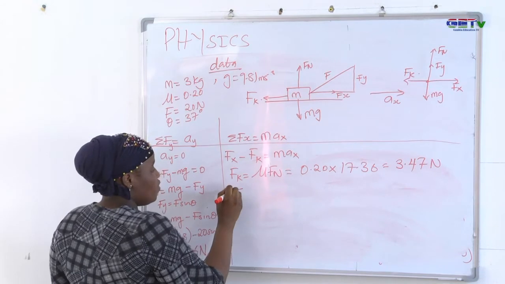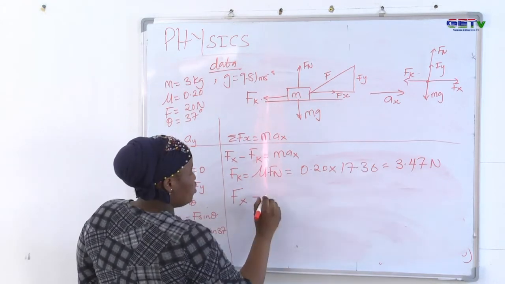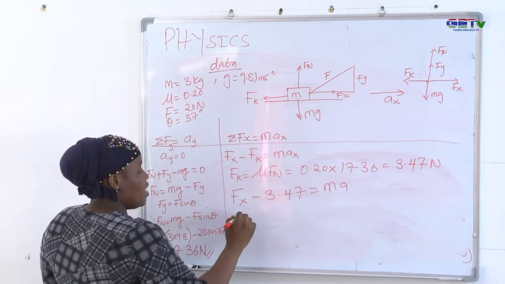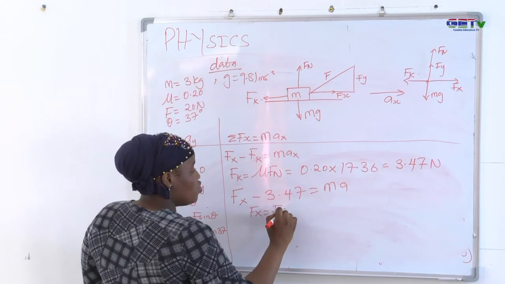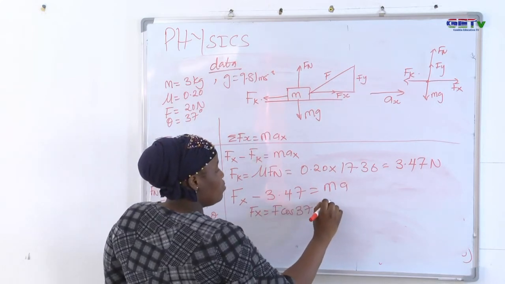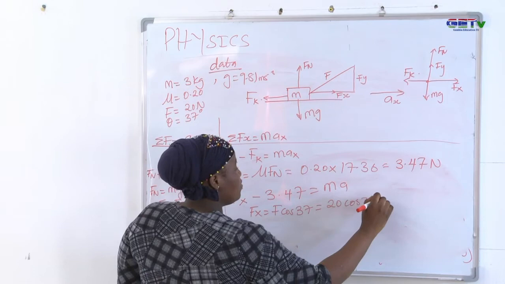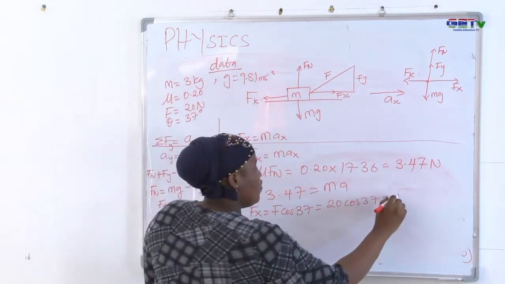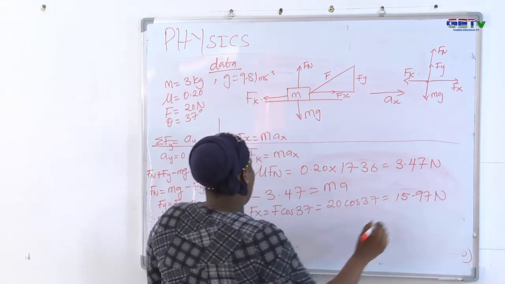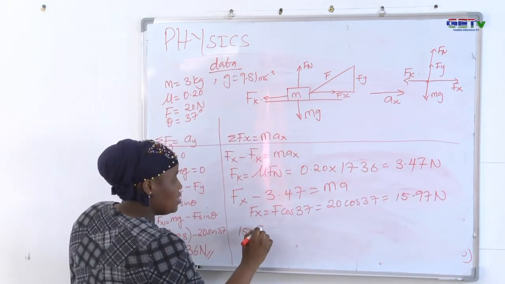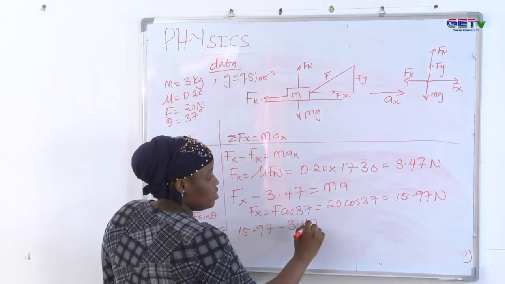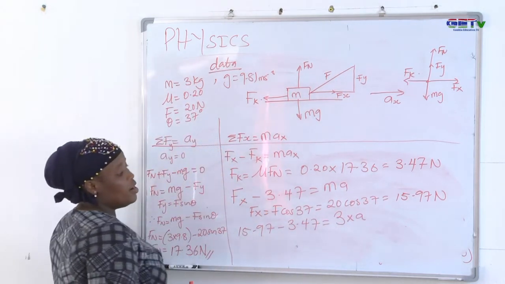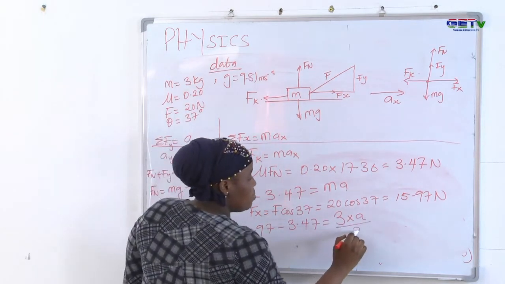So we have Fx minus the frictional force, which is 3.47, equivalent to the mass times the acceleration. Fx is just F cosine 37, which is 20 times the cosine of 37, and that gives us 15.97 Newton. So 15.97 minus 3.47 is equivalent to the mass, which is 3, times the acceleration a. Now we make a the subject by dividing everything by 3.